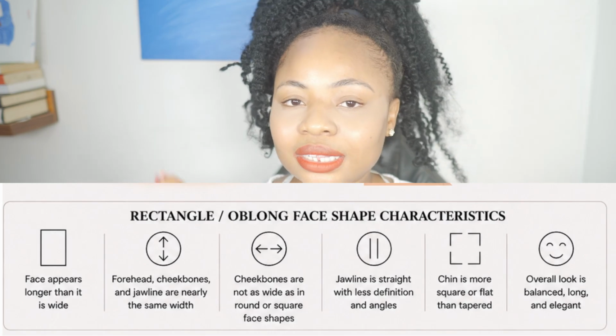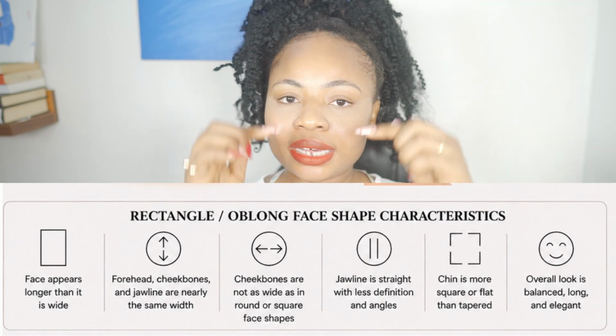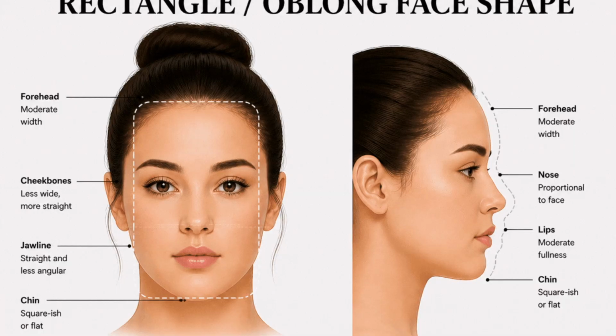The next shape is a rectangle or oblong face. How do you identify an oblong face? The first thing is the face appears longer than it is wide. And because it's an oblong, the forehead, the cheekbone, and the jawline tend to be the same width or nearly the same. Also, the cheekbones are not wide, so there's nothing striking about the cheekbones.